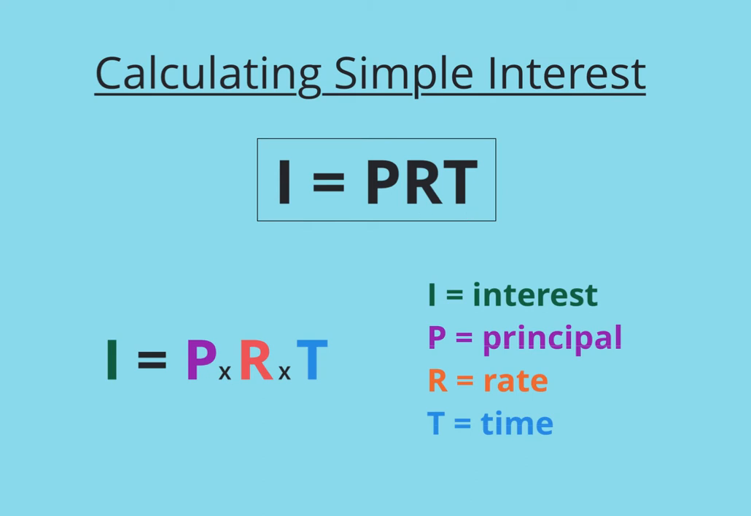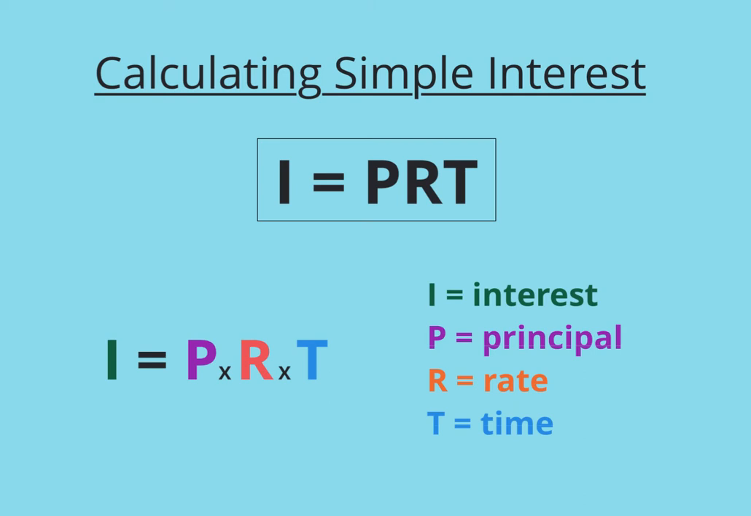So what this actually means is I is interest. So that's how much you have to pay back on top of what you're borrowing. P is your principal. So that's like the amount that you're borrowing. And that's always like a dollar amount. R is the rate, so your interest rate, and T is time. Because the letters are stuck together like this, it actually means they're multiplied together. So in order to calculate simple interest, we're just going to be multiplying our principal, our rate, and our time.